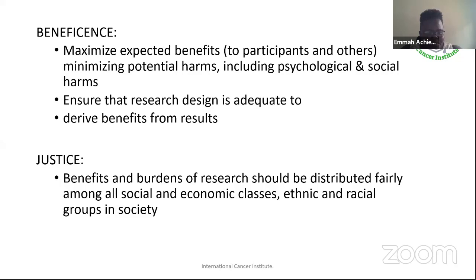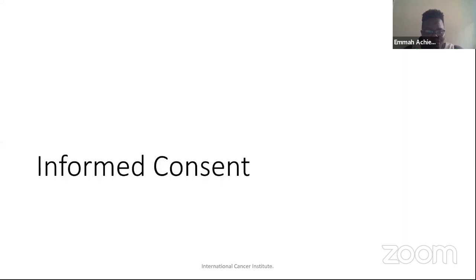Justice. Again, I think this is where the COVID-19 study came up, where people thought that studies were going to be done in Africa because of the perception of a lower socioeconomic class, that they had nothing to lose. So anytime a study is conducted, the burden must be fairly distributed. You must pick a population from those who are fairly well socially able and those who are not, and mix it.